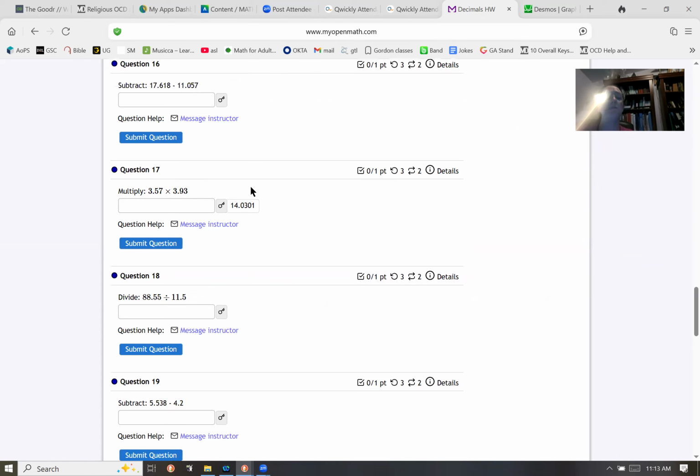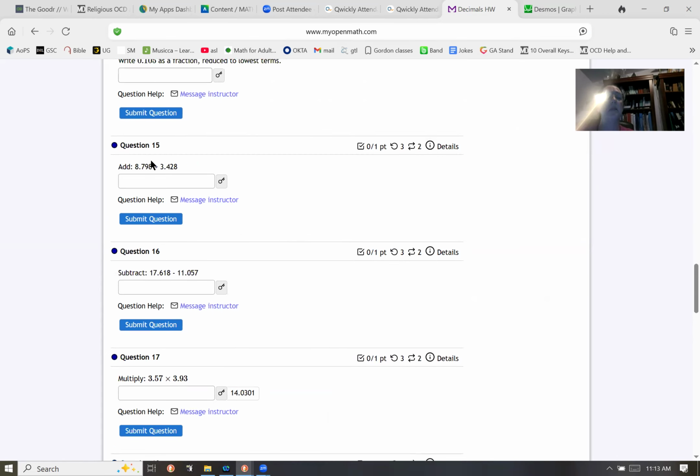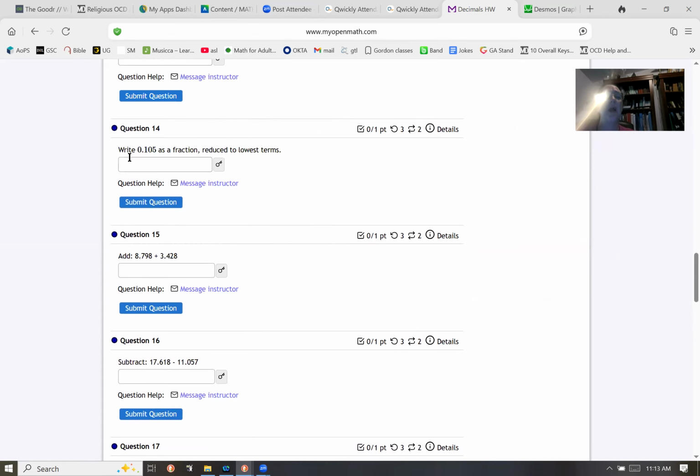Okay, we've done a subtraction. Here's adding decimals. Right, 0.105 is a fraction, and then we're supposed to reduce it. The better word for that is simplify, because we'll get an equivalent number. 0.105 ends in the thousandths place, so we're going to write that as 105 over 1,000. Can anybody tell me what is a common factor that I could divide out of both 105 and 1,000?